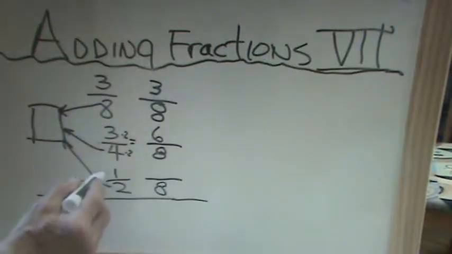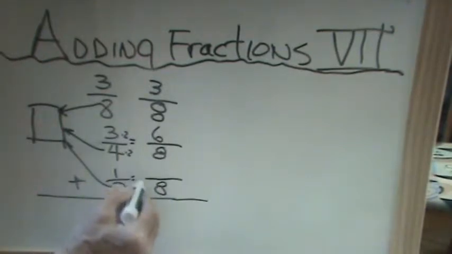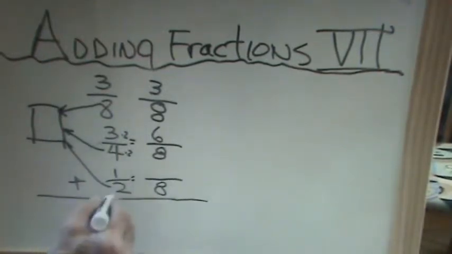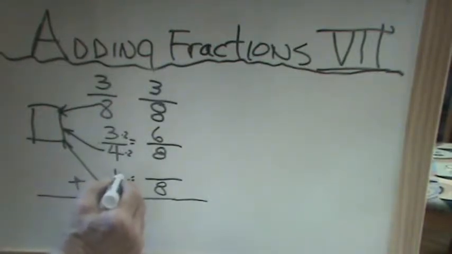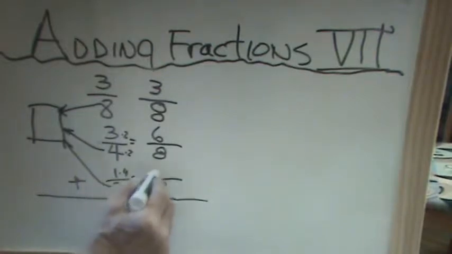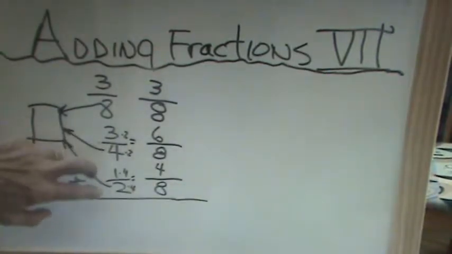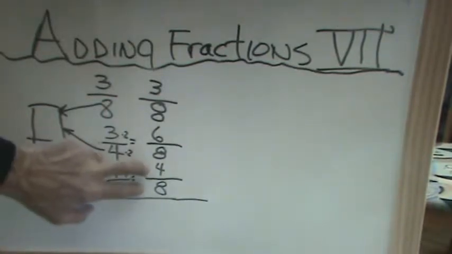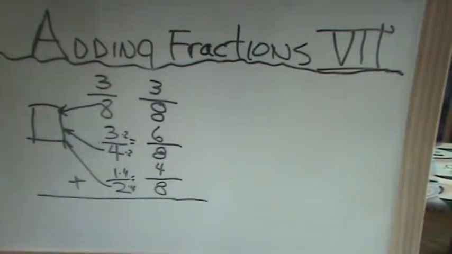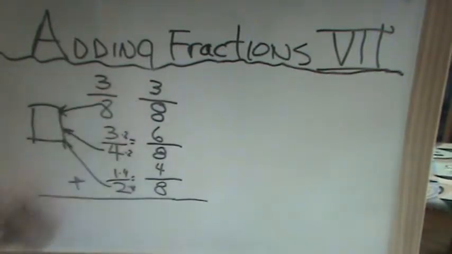Now I'm going to do the same here. I'm going to raise 1/2 to an equivalent fraction that has a denominator of 8. Well, 2 times what number gives me 8? 2 times 4 gives me 8, so I multiply the top by 4. 1 times 4 is 4. Now I've changed 1/2 to an equivalent fraction with a higher name and a denominator of 8. So 1/2 is 4/8. Now I have all eighths, so I can add.